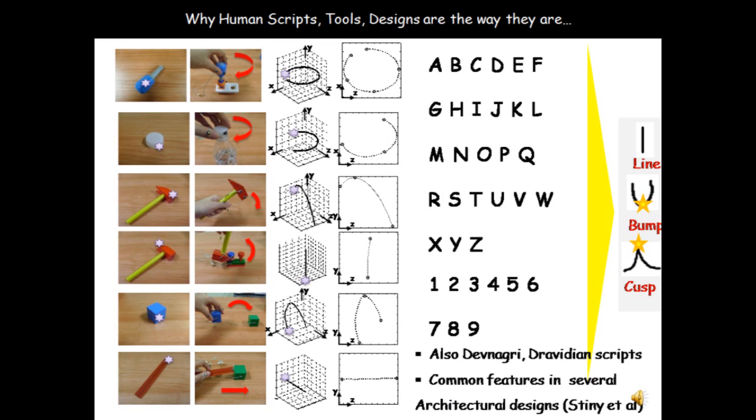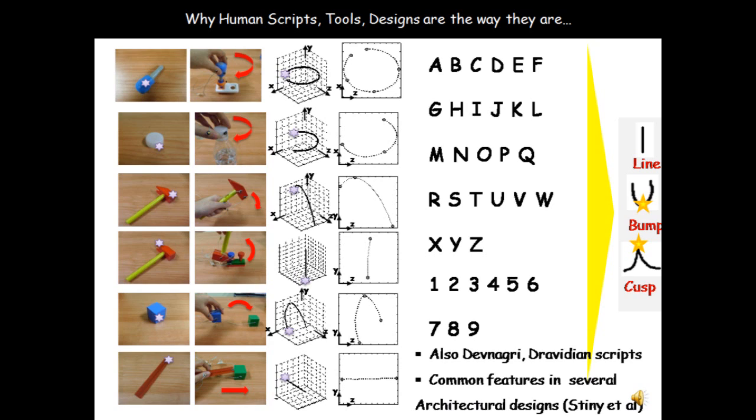To add further, the use of most of the common tools like screwdriver, uncorking, hammer, pick and place actions, pushing, or the shape of characters in common scripts like the Latin script, Devanagari or Dravidian scripts. Most of them result in these basic shape critical points. In fact, as we can see, most of the English alphabets can be decomposed into a line, bump and cusp.